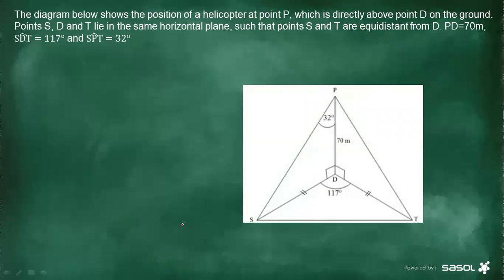All right. The diagram below shows the position of a helicopter at point P, which is directly above point D on the ground. Points S, D, and T lie in the same horizontal plane such that points S and T are equidistant from D. PD equals 70 meters, angle SDT equals 117 degrees, and angle SPT equals 32 degrees.